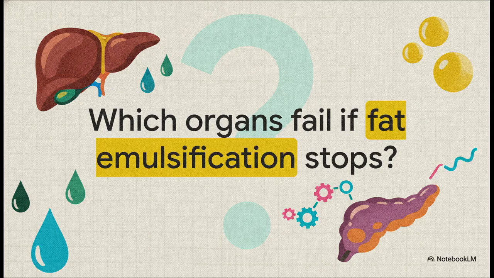Think about this carefully. If chemical digestion and fat emulsification completely fail in the small intestine, which accessory organs are likely responsible? Got it? Well, for chemical digestion, you're looking at the pancreas and its enzymes like lipase and amylase. For fat emulsification, you're definitely looking at the liver producing bile and the gallbladder storing it.